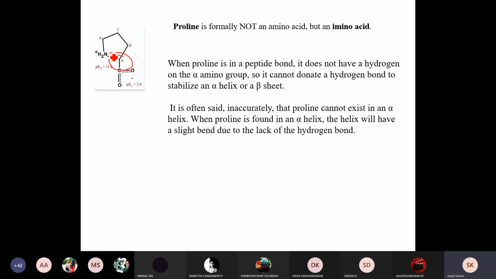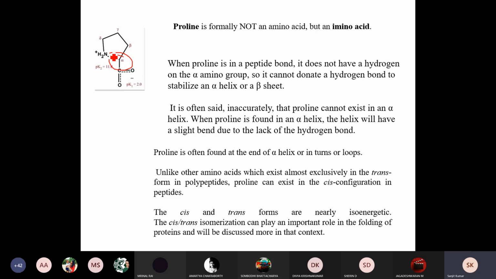Always remember these things. It is often said inaccurately that proline cannot exist in an alpha helix. When proline is found in an alpha helix, it will have a single bend due to the lack of hydrogen bond. So it cannot form the hydrogen bond. Many times you have heard it called a helix breaker. Have you heard proline is a helix breaker? Yes. These things I am also going to discuss in the protein folding chapter.